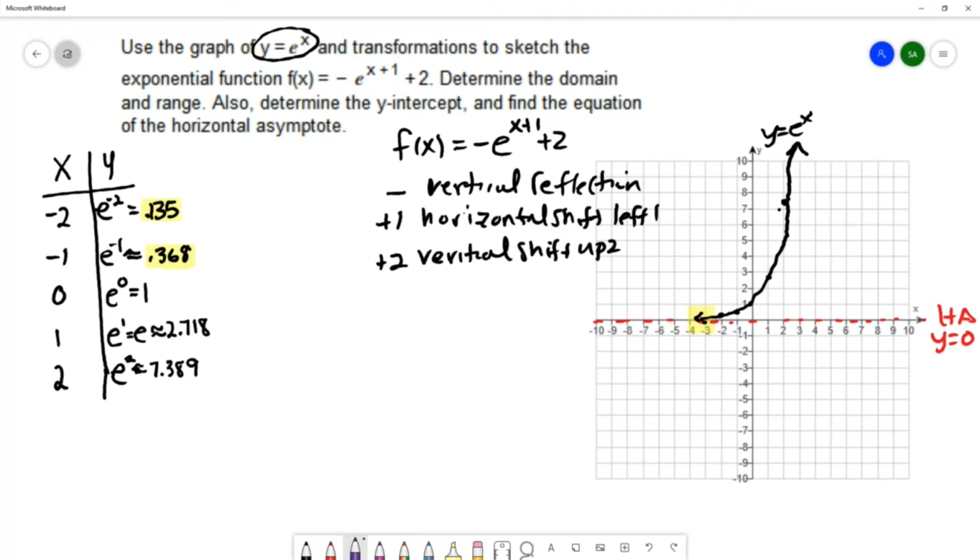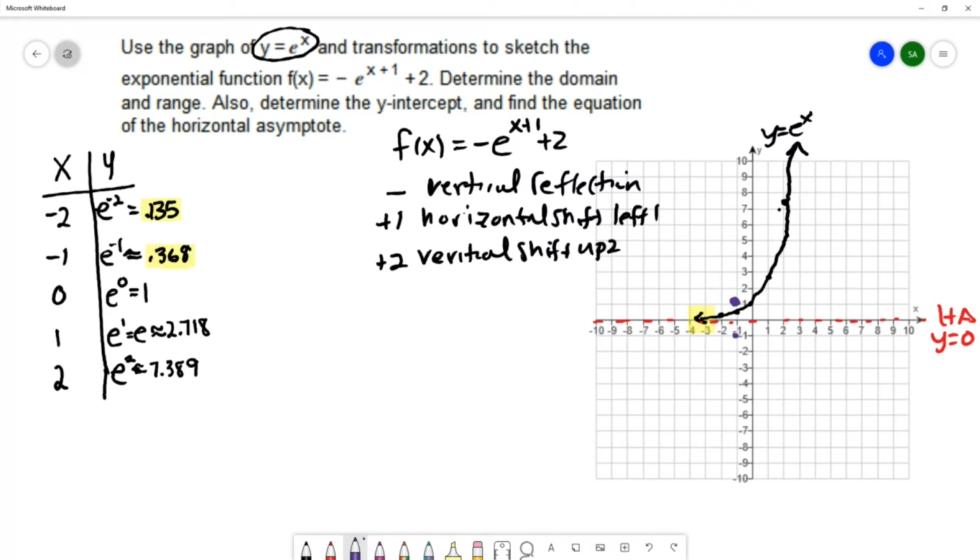So it's probably easiest to start with that point 0, 1. I think of that as sort of an anchor point of the graph because it's crossing through the y-axis. So from that position of 0, 1, we're going to shift to the left 1, would move to here. We're going to reflect vertically, so mirror over the x-axis, and then we're going to shift up 2. So you would get back to this point right here.